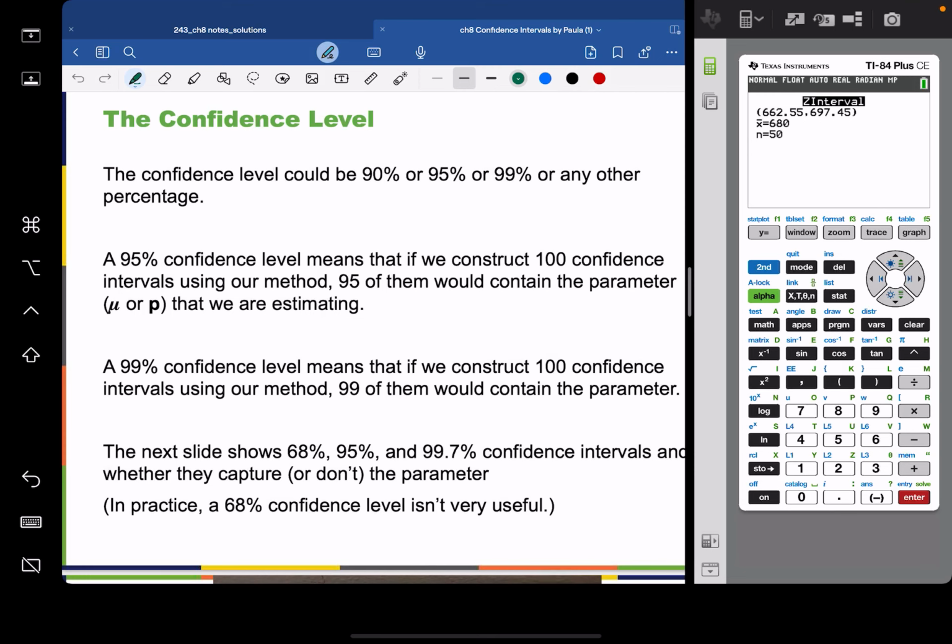So this video is for slides 7 through 19. I'm going to go into a little more detail here. The confidence level could be 90 or 95 or 99% or any other percentage really. So a 95% confidence level means that if we constructed 100 intervals, 95 of them would contain the parameter mu or p that we are estimating. It's like we're trying to pin down something that's unknown and place a boundary or an interval around it.